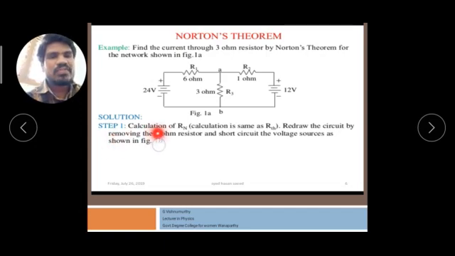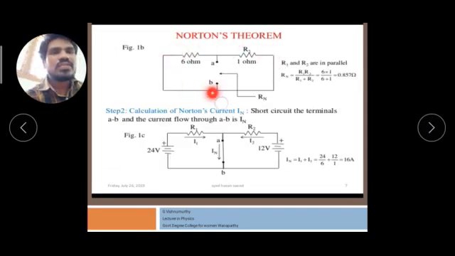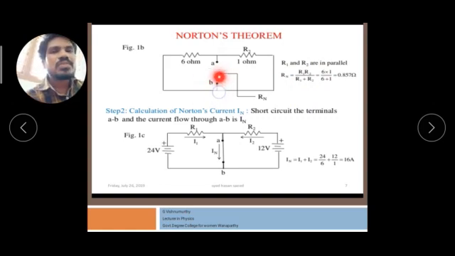Step 1 is to calculate RN, the Norton resistance. The calculation is the same as for Thevenin resistance. Redraw the circuit by removing the 3 ohm resistor and short circuiting the voltage sources, as shown in figure 1b. From this we calculate the Thevenin resistance or Norton resistance. The Norton resistance is R1 R2 by R1 plus R2, so here we remove the 3 ohm resistance.